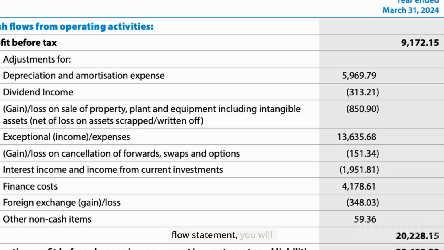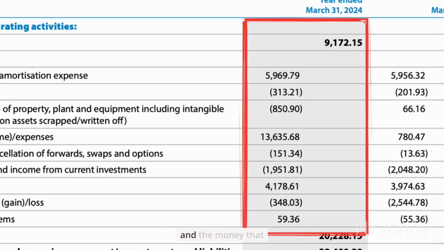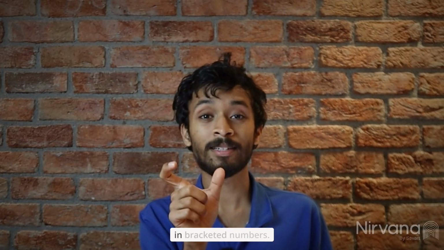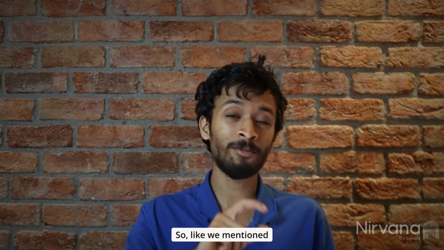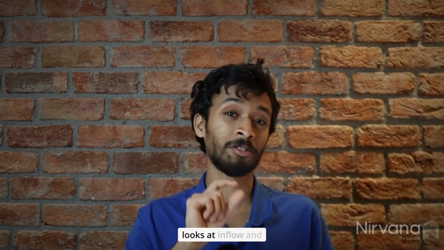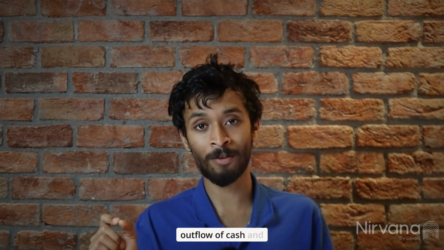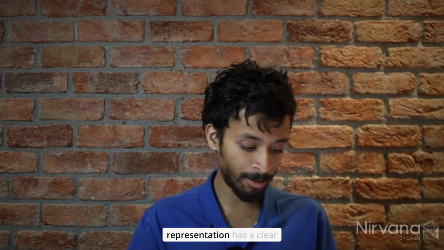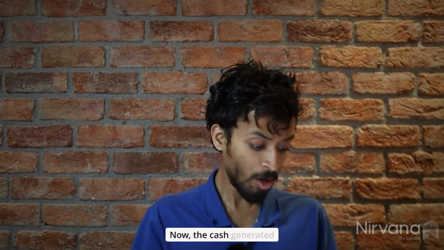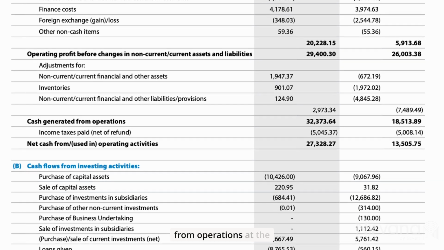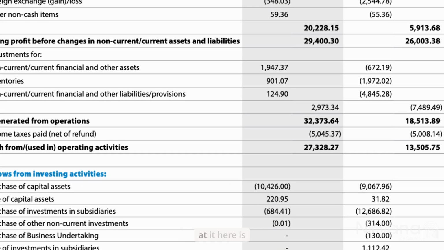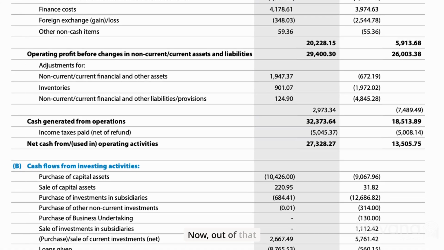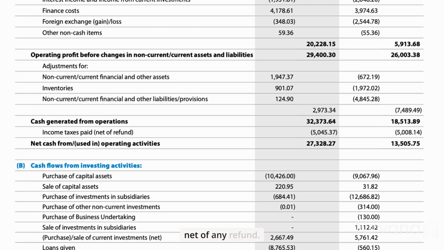Now in this cash flow statement, you will notice that the money that comes in is written in plain numbers and the money that goes out is written in bracketed numbers. Like we mentioned, a cash flow statement looks at inflow and outflow of cash, and that is why that representation has a clear demarcation. Now the cash generated from operations at the end of section A that you look at here is 32,373 crores. Now out of that, income tax is paid net of any refund.